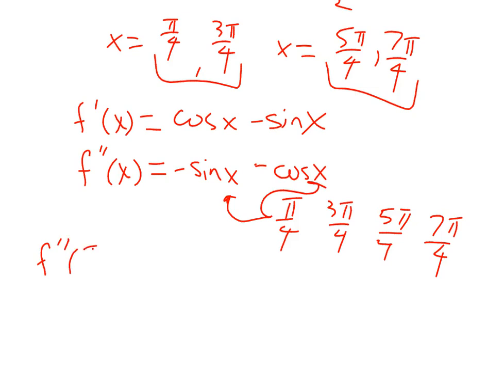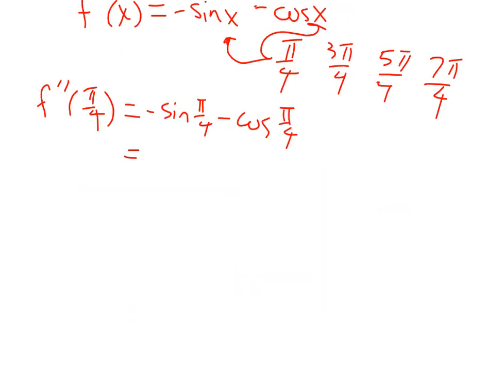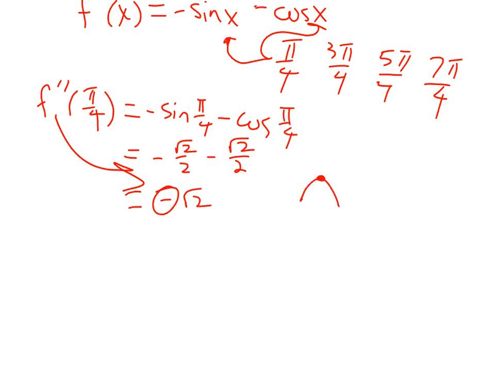So let's see, f double prime at pi over 4. I get negative sine of pi over 4 minus the cosine of pi over 4, which yields negative root 2 over 2 minus root 2 over 2 again, that's cosine of pi over 4, which is negative root 2. Because that's negative, the second derivative produces a negative, so I know this graph must be concave down. And so that critical value of pi over 4 must produce a relative max. So at pi over 4, there is a relative max.